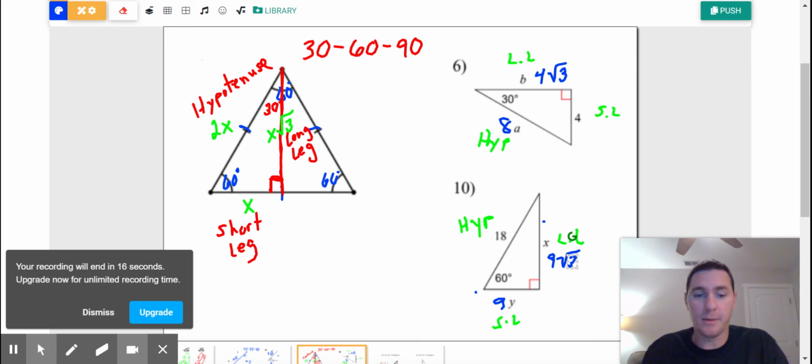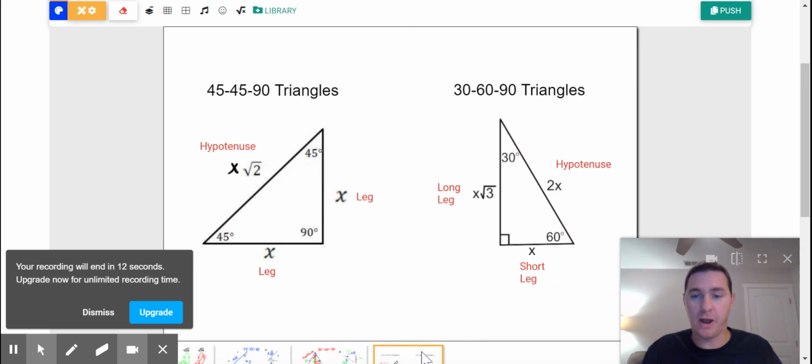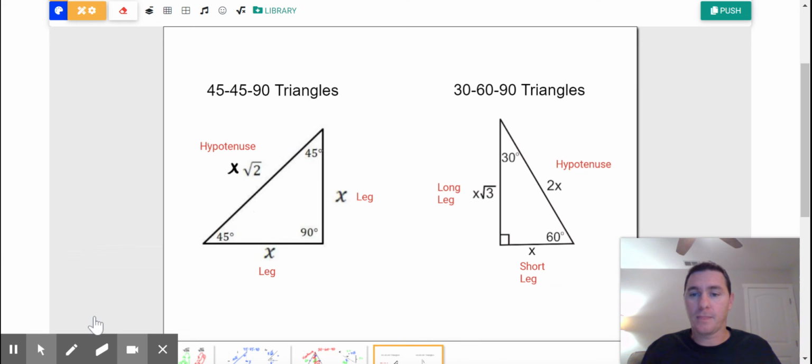All right, so in summary, we've got two special right triangles, 45, 45, 90s and 30, 60, 90s. These pictures are extremely helpful as they define the relationships.